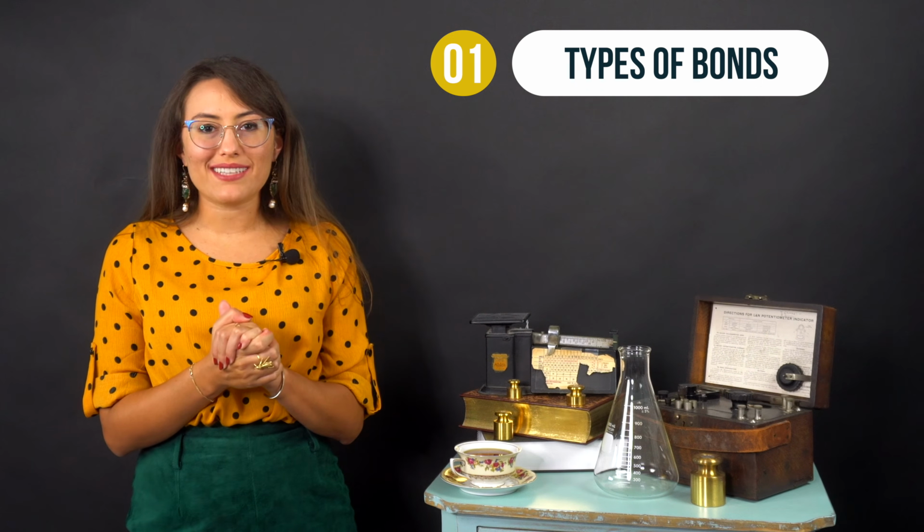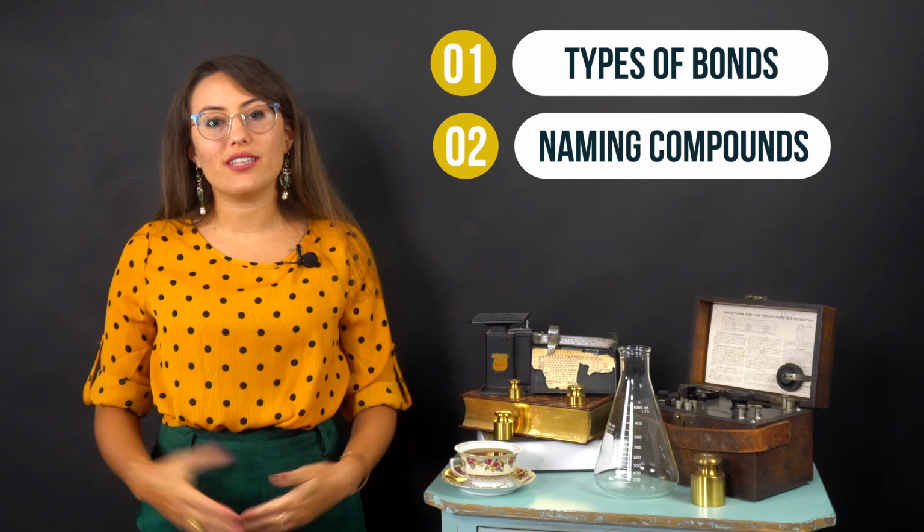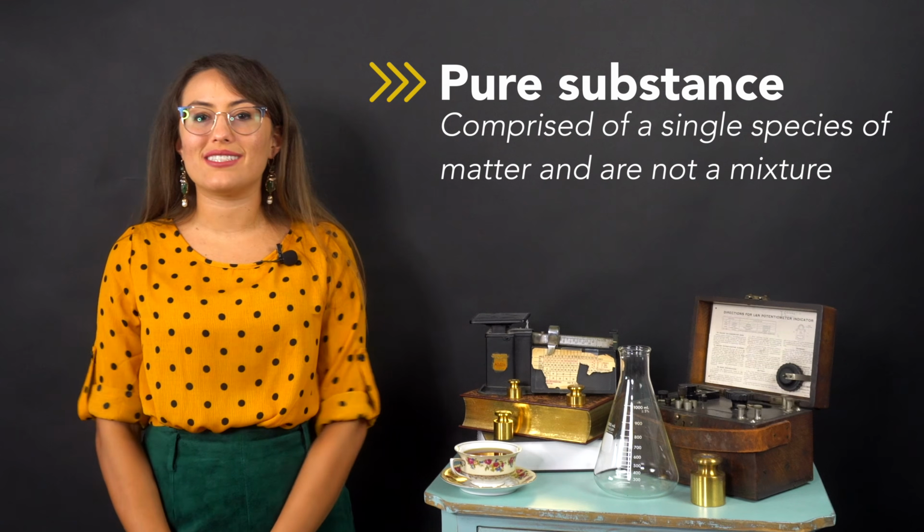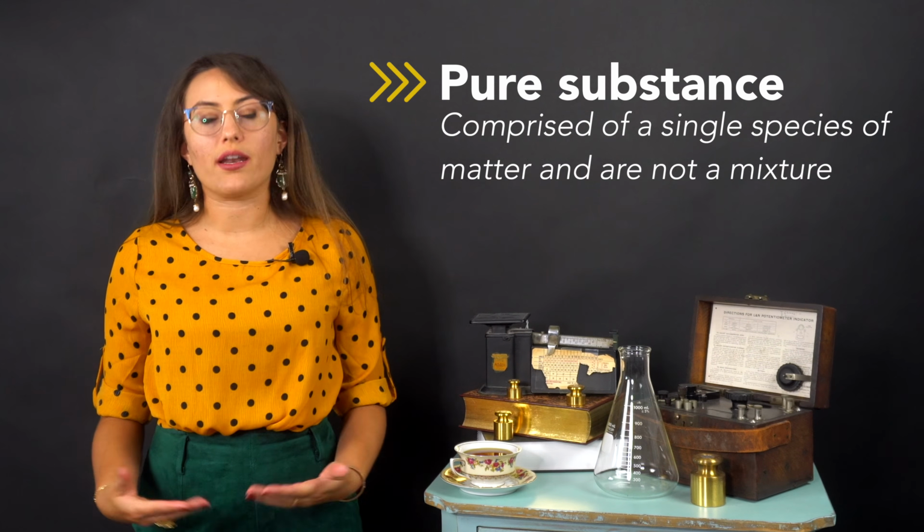Hello everyone and welcome back to Chemist Tea Time. In today's discussion, we are going to be learning about the two main types of chemical bonding and how to name compounds. For this discussion, we'll be focusing on pure substances, meaning that they are comprised of a single species of matter and are not a mixture.